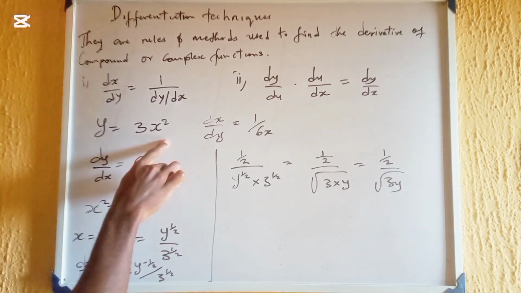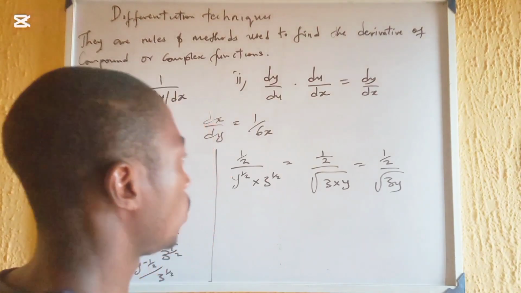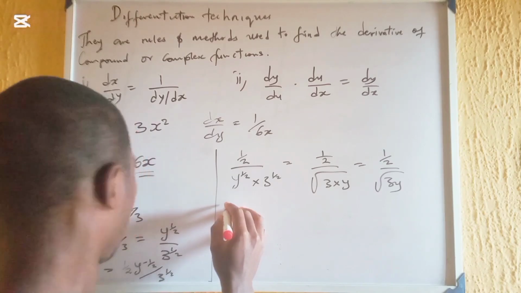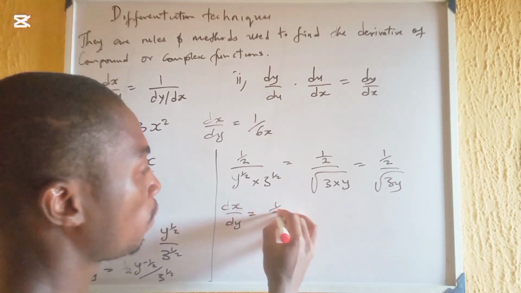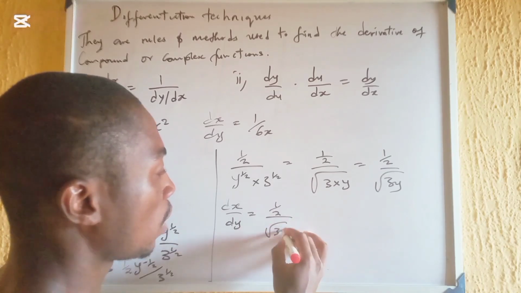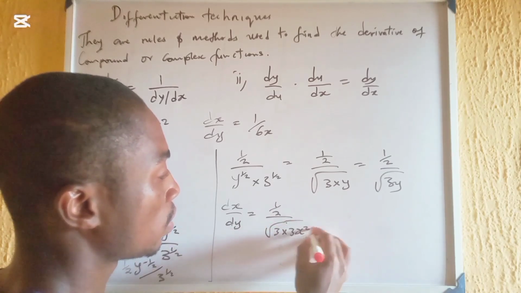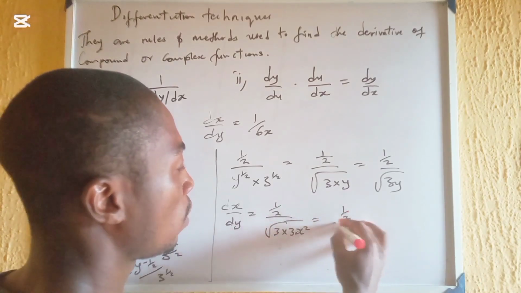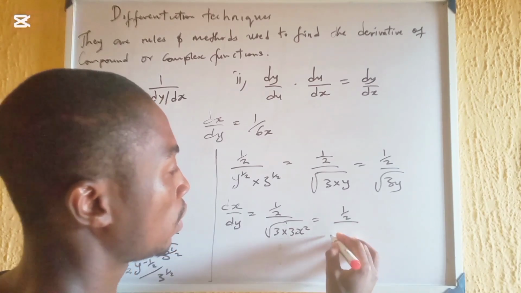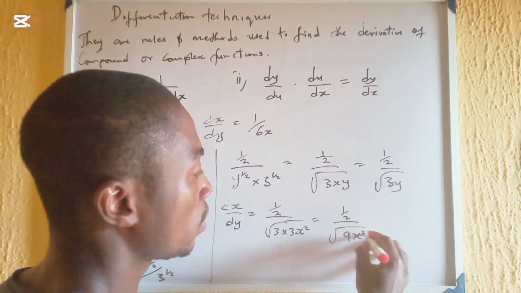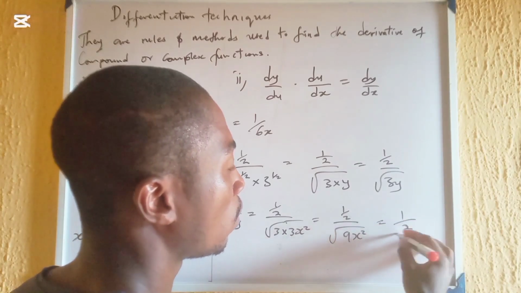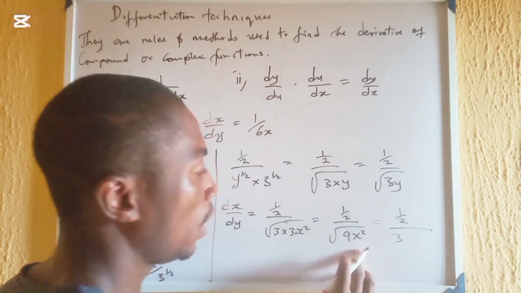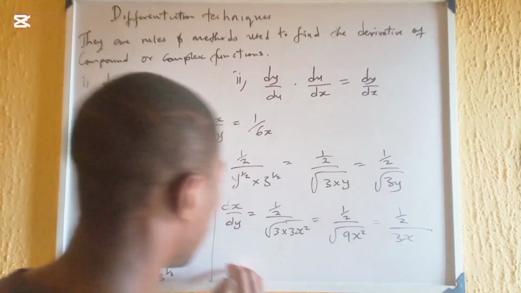y is 3x squared. So we'll substitute for y in the equation. We'll be having that dx/dy is equal to 1/2 over root 3 times 3x squared. This gives us 1/2 over root 3 times 3, which is 9. So root 9x squared. Root 9 is 3. So we're having 1/2 over 3, and root x squared is x.